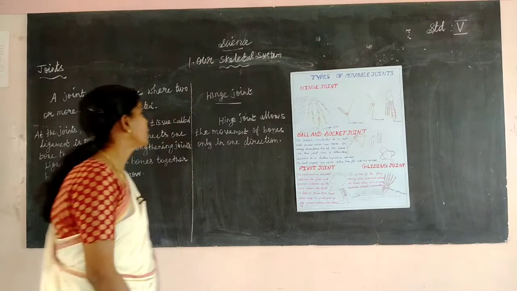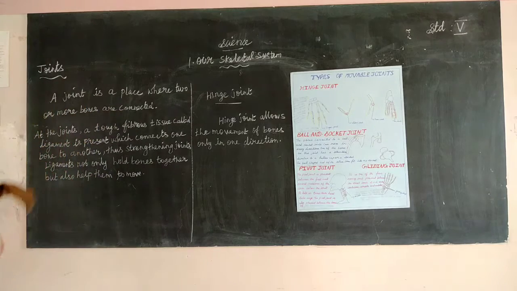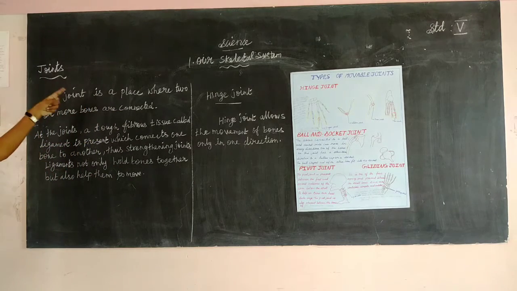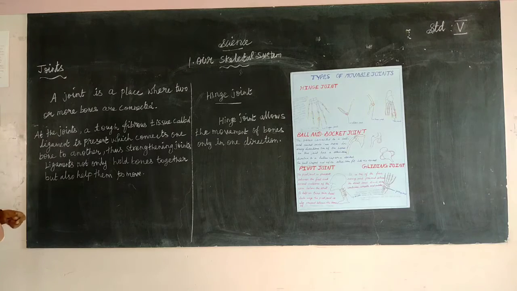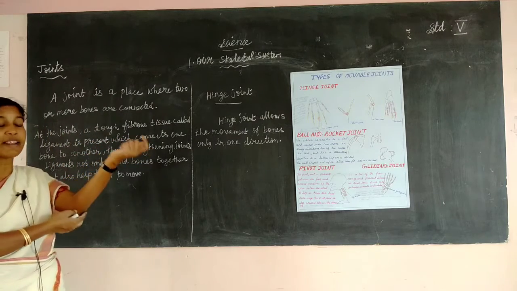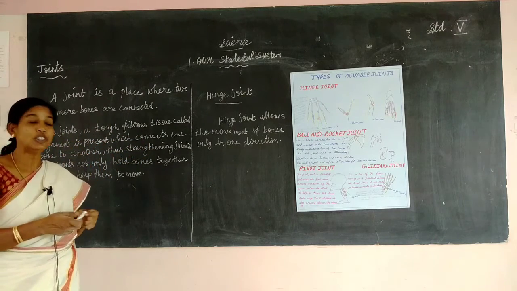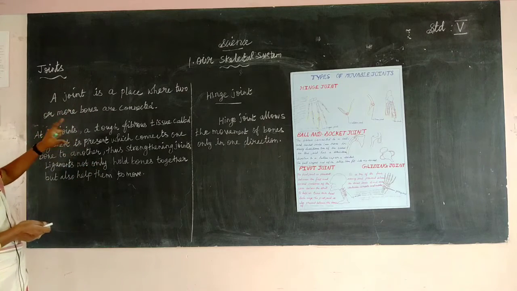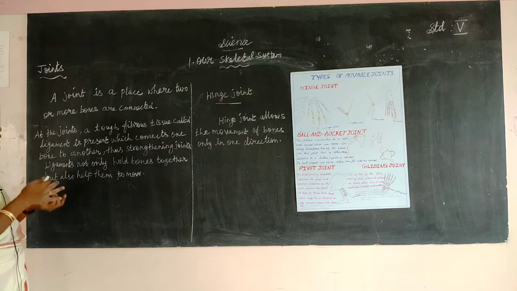Good morning, children. Today we are going to learn the lesson joints. Okay, next part of the lesson, joint. A joint is a place where two or more bones are connected. Joint என்னது two or more bones எல்லாம் வந்து connect ஆகுத places தான், joints னு சொல்லுவோம்.